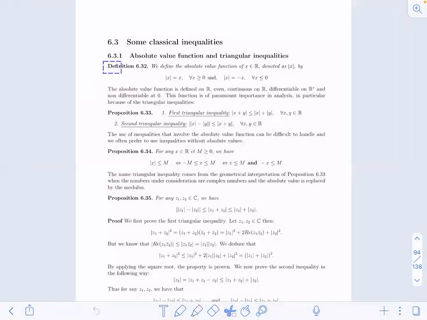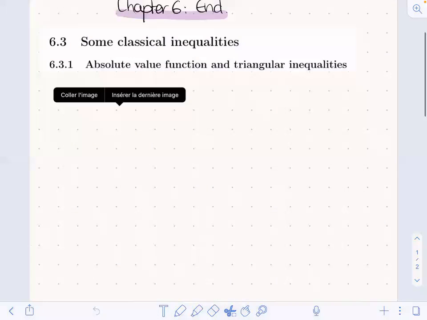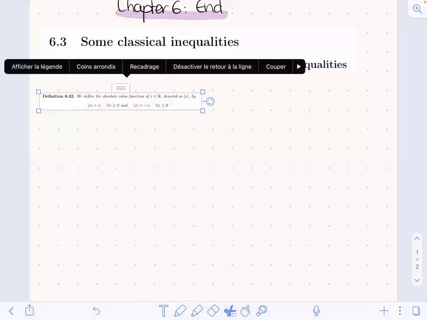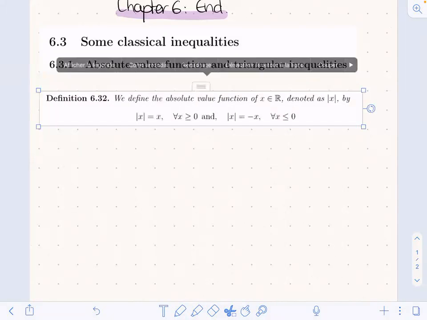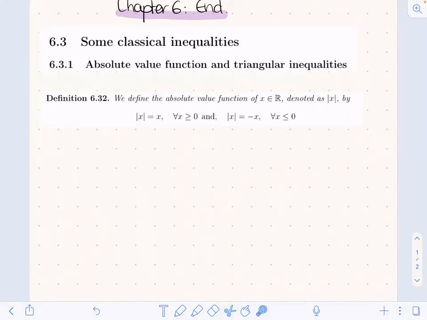It's defined like this. So the absolute value function is defined on R. You take the absolute value of x, that's equal to x for x that's positive, and it's equal to minus x when x is negative.